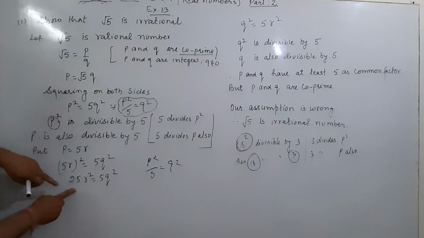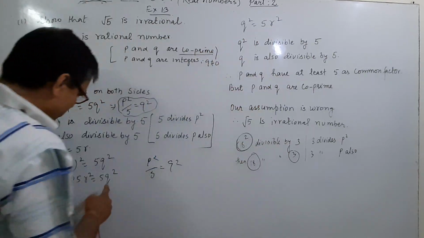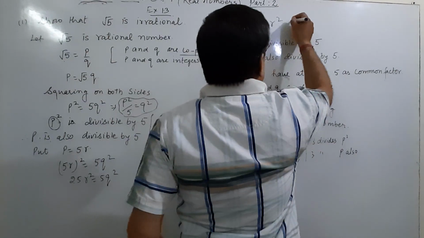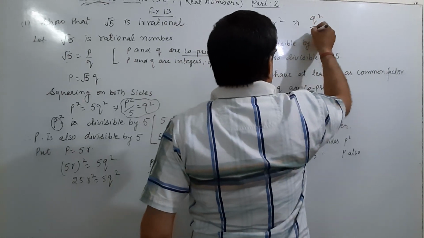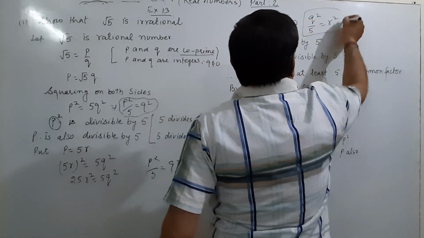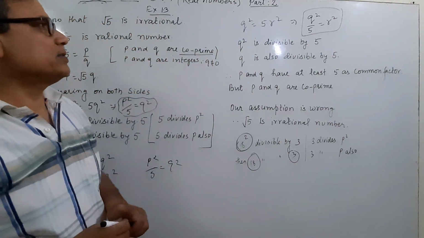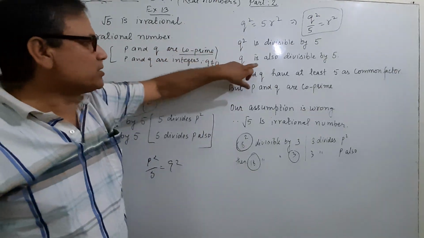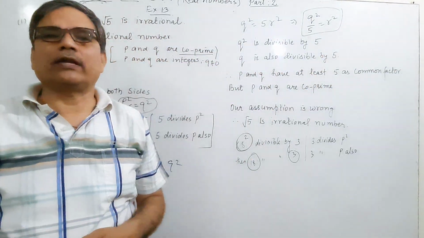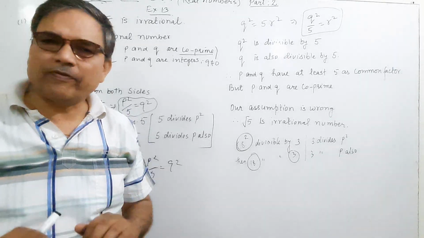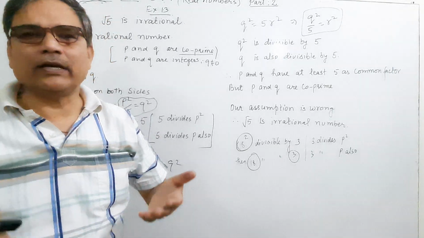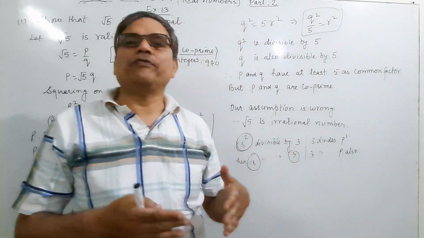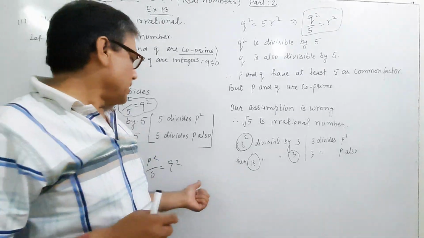This 5 is divided here. Here q square is equal to 5r square. When we divide, it will be 5r square. Again, it is similar to this one: q square upon 5 is equal to r square. It means q square is divisible by 5. Same step: then q is also divisible by 5. Or we can say 5 divides q square and 5 divides q also.